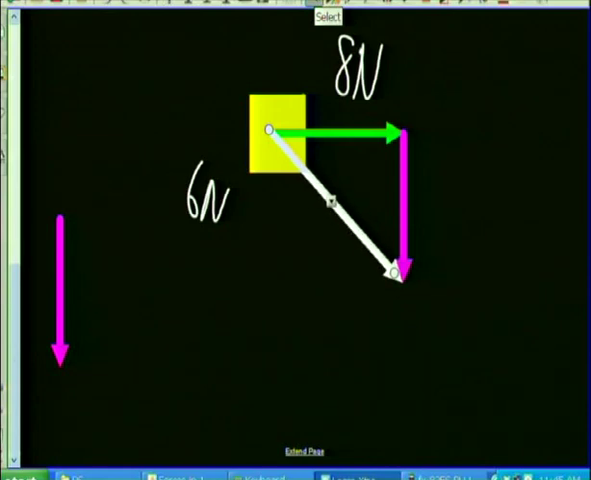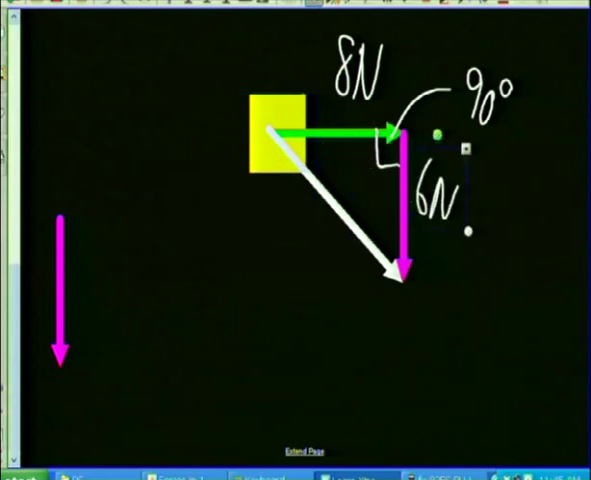They're acting at 90 degrees. We were told that this angle here is 90 degrees. Remember that little square there represents the notation for 90 degrees. And we want to now work out what is the resultant force. Not going to be too difficult to do that.